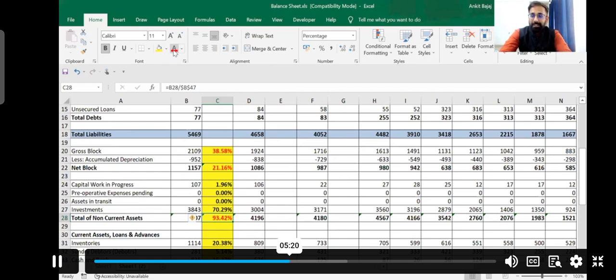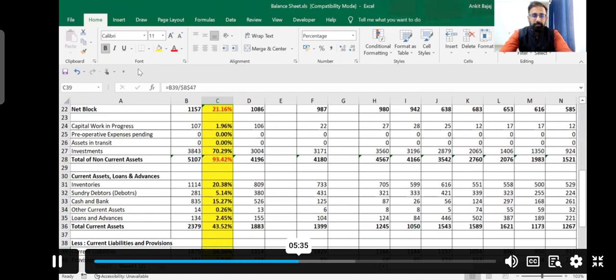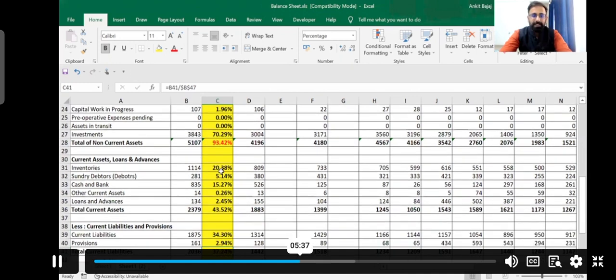Because Dabur is a manufacturing company, and manufacturing companies require more machinery, more non-current assets to manufacture their product, right? So if you see the value, the total value of non-current assets is 5,107. That weighs to 93%, right? Now further, if you see, the total of non-current assets is 5,107.